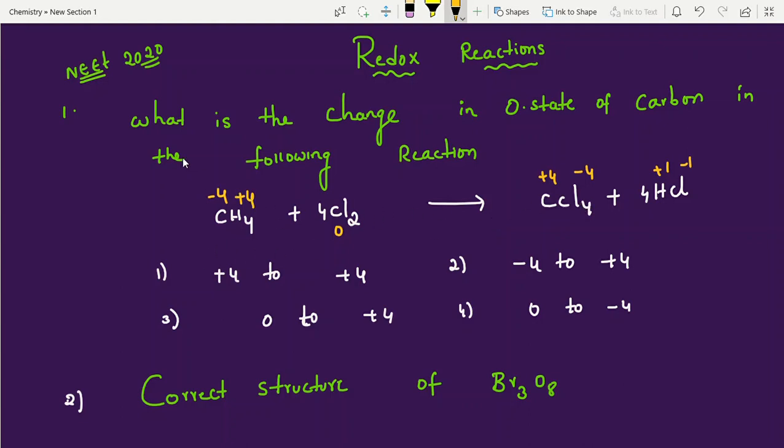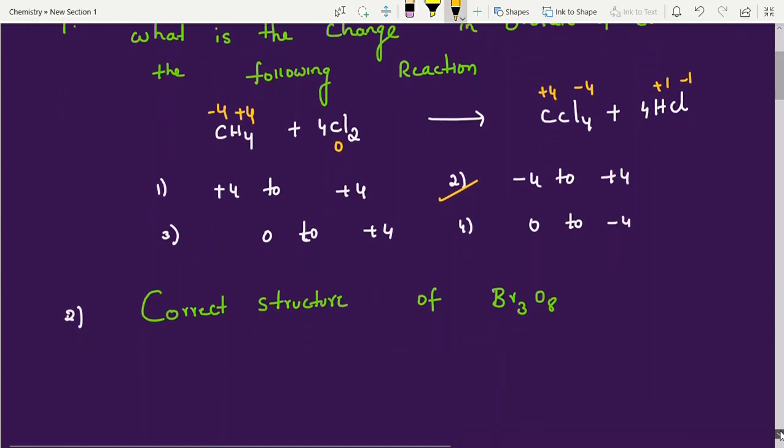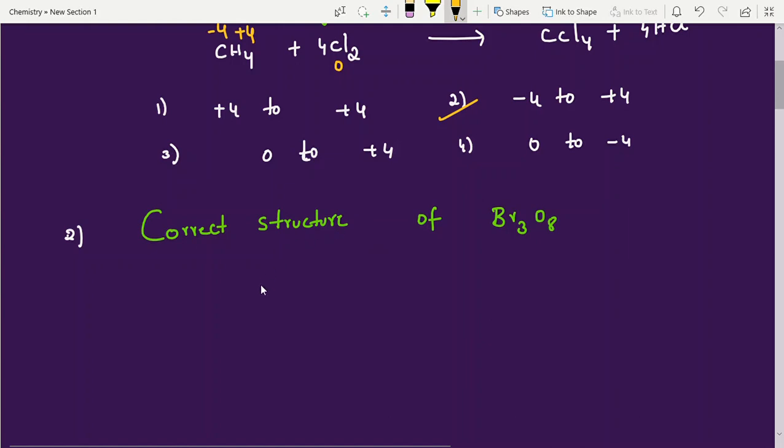Now what is the question? Change in oxidation state of carbon in the following reaction. See, minus 2 to plus 4. What is the answer here, students? Yes, second option. Clear? Like that you are going to get in your weekend examination and the final JEE and NEET examination. This is a 2020 NEET question.